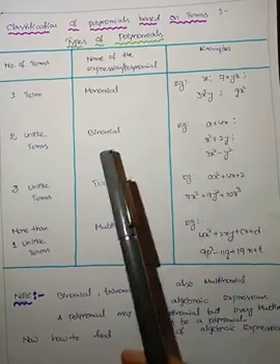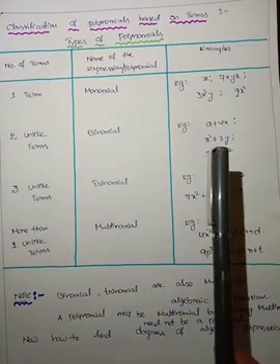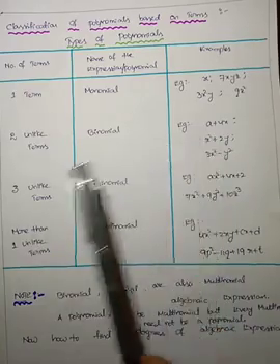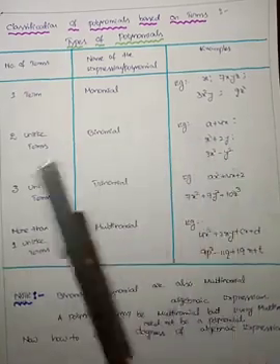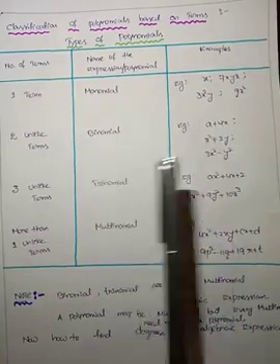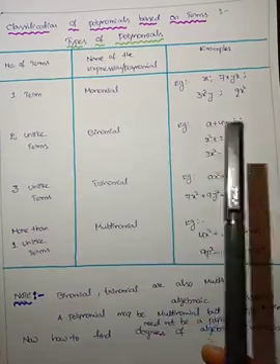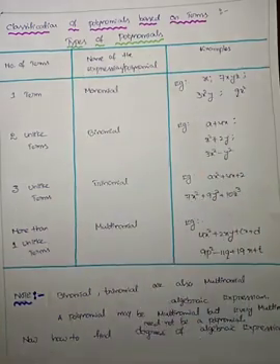Here, a plus 4x has two terms: a is one term and 4x is one term, so it is a binomial. x square plus 2y has two terms, so it is a binomial. 3x square minus y square also has two terms: 3x square is one term and y square is one term. All these are examples of the binomial. Monomial means one term, binomial means two unlike terms.